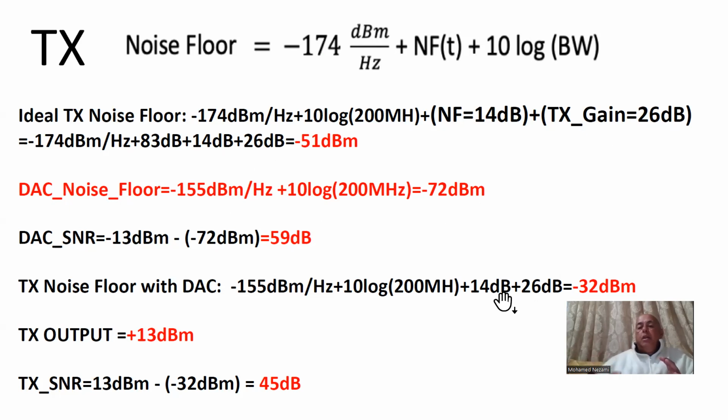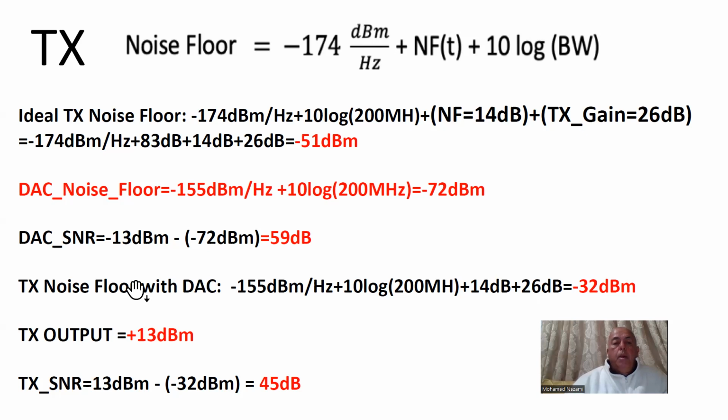So that gain is for both signal and noise. So we end up with minus 32 dBm in this case. Now, minus 32 dBm, of course, we're going to try to run the system at plus 13 dBm out of the beamformer chip. So plus 13, plus 32, that's basically your signal to noise ratio. And that's this number here, which is 45 dB.